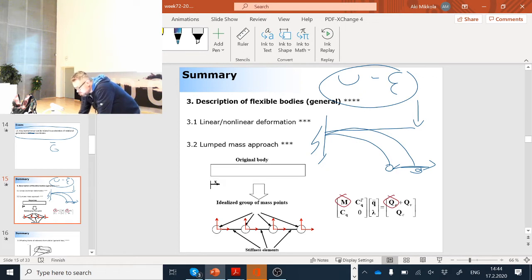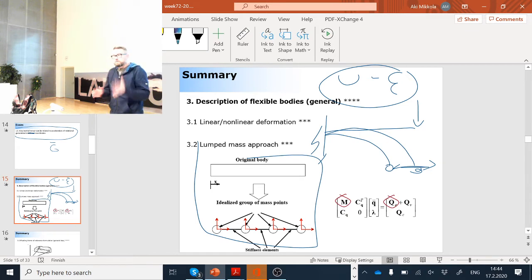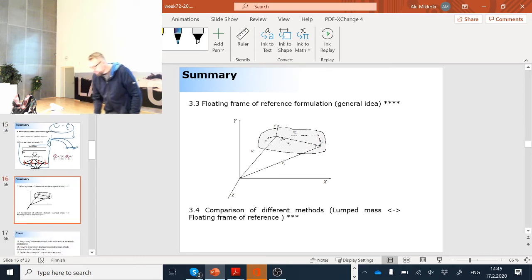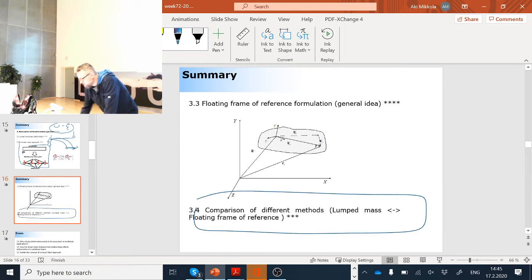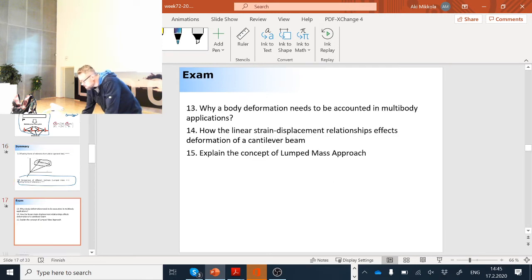Then the lumped mass approach. This was the one that you have original body, and then you go and divide the original body into a number of rigid bodies. And between the rigid bodies, you're introducing the spring elements. Okay, then floating frame reference formulation, general idea. So I will look at the questions in a minute. And comparison of methods, lumped mass approach, floating frame reference formulation. But let's look at the questions. Now here are the questions.